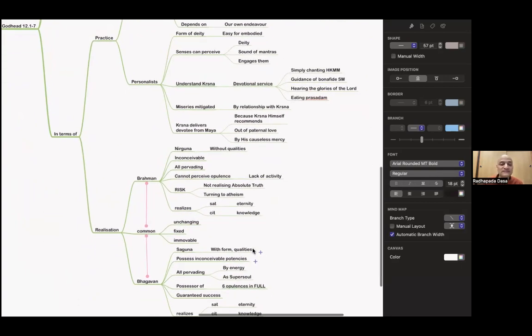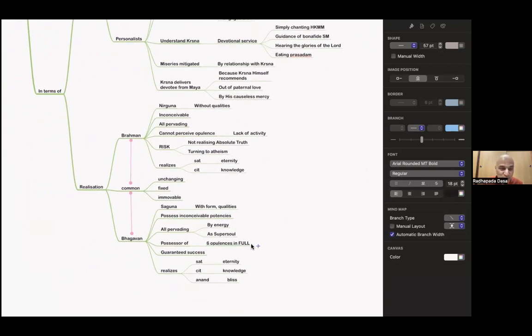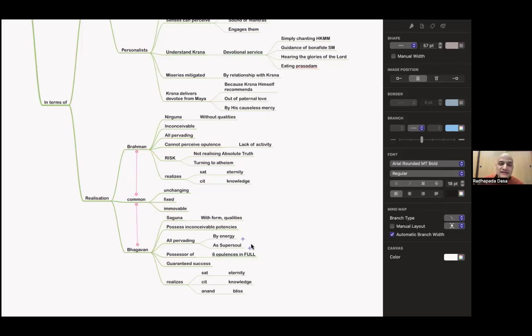So when it comes to Brahman, the impersonal aspect of the Supreme Absolute, Brahman by its very nature is nirguna, without qualities. It is inconceivable. You can't conceive it, you can't define it because there's no shape, there's no form, there's no sound, there's no color, there's no depth, there's no length, no breadth, no width, no height. So basically, you cannot quantify it in terms of dimensions. It is all pervading, one cannot perceive opulence, which means there is a lack of activity. And what is the risk one runs? One runs the risk of not realizing the absolute truth, which may also turn one towards atheism.